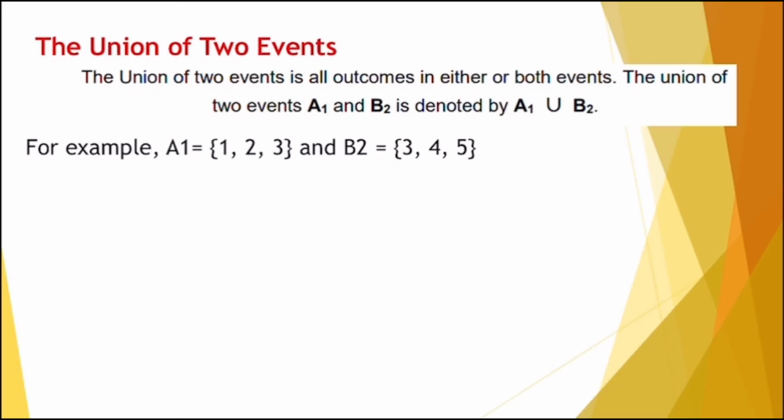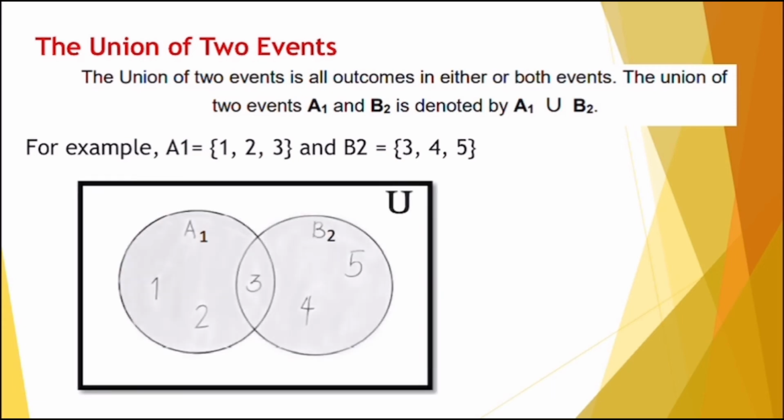For example, A sub 1 is equal to 1, 2, and 3, and B sub 2 is equal to 3, 4, and 5. So A sub 1 union B sub 2 gives us 1, 2, 3, 4, and 5. The Venn diagram on the left side shows the union of the events A sub 1 and B sub 2 in the experiment.